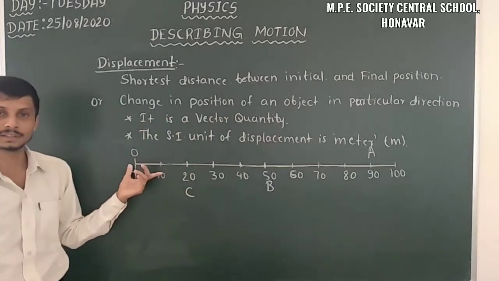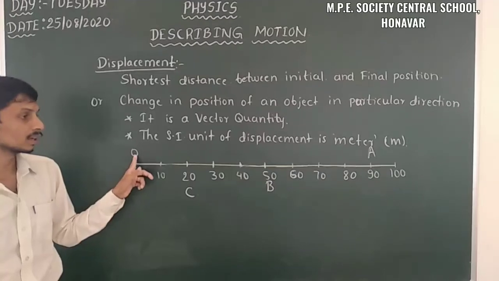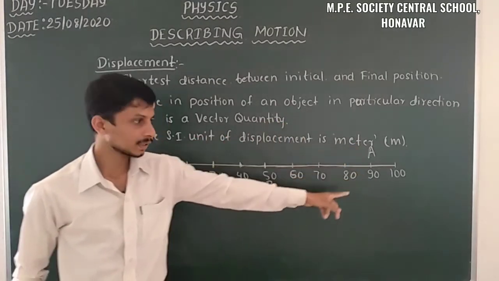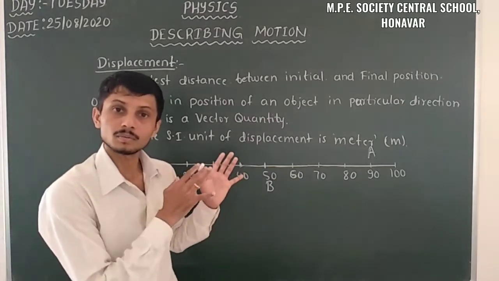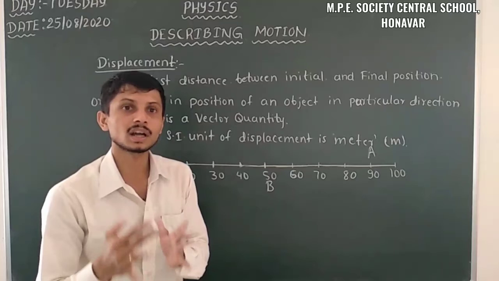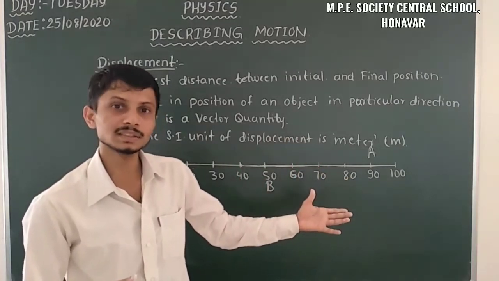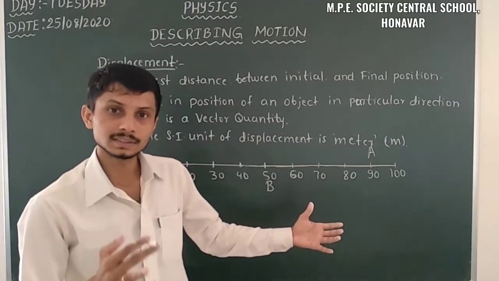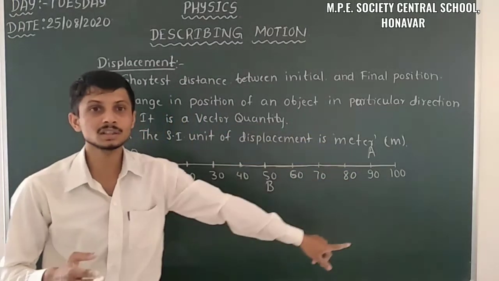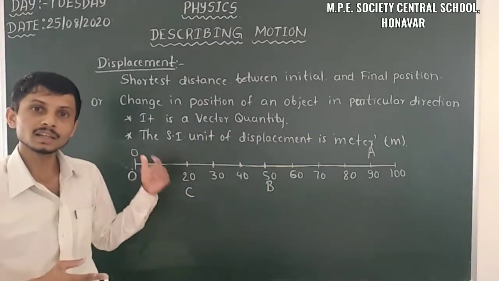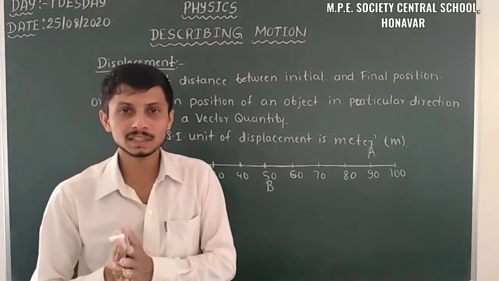So let us come to this case. Here the object travels its journey from O to A. After that it comes to B, after that it comes to C, and after that it comes to O. That means the initial position and final position are one and the same. So the displacement is 0. The total change in position is O to O only. So there is no change in position in a particular direction.